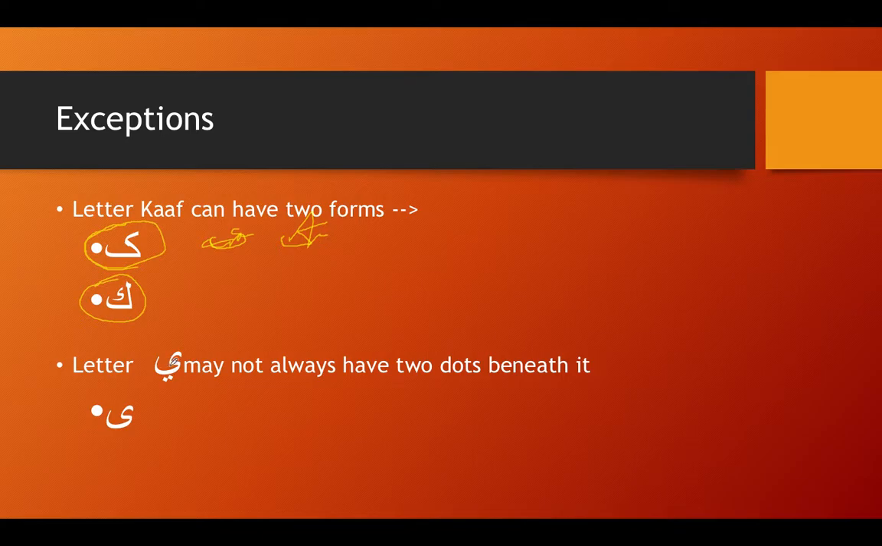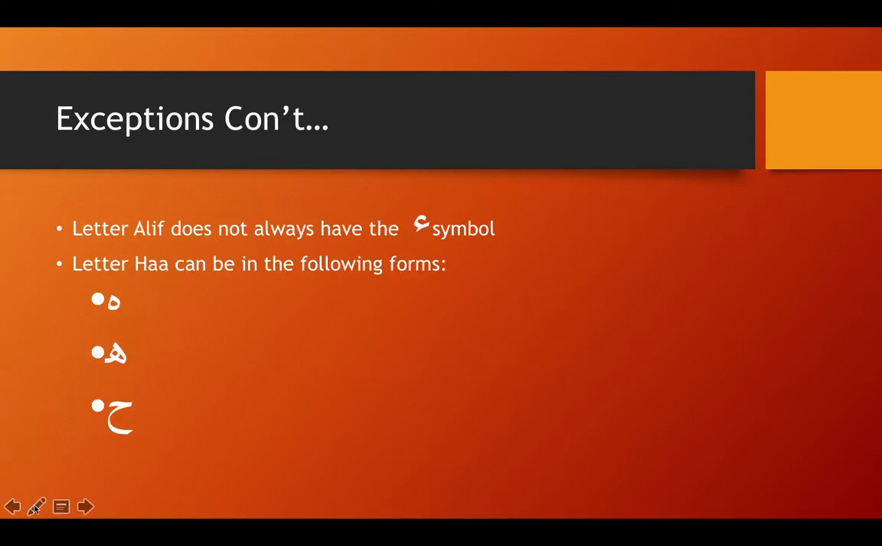And then the letter Ya. You see this is the letter Ya in its alphabetical form, which has two dots beneath it. But the letter Ya may not always have two dots beneath it, because mainly in the Quran you're going to see the letter Ya written like this, okay? So that's just some ideas. And then you have the letter Alif. The letter Alif does not always have the Hamza symbol on top. In alphabetical form, letter Alif looks something like that. But in the Quran, you're mainly going to see letter Alif written like a little stick. So again, alphabetical form, Quranic form.